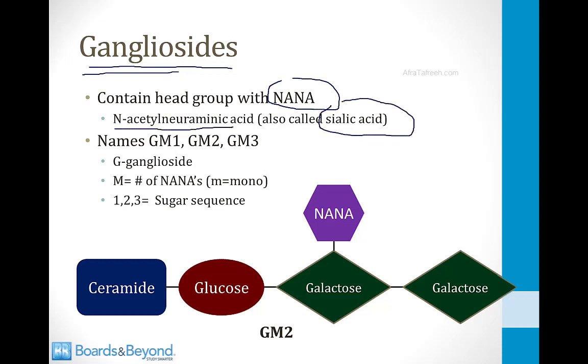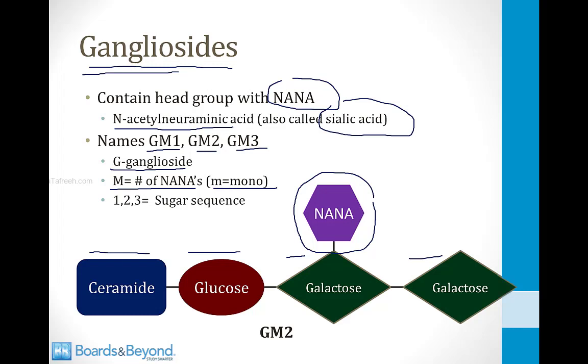If you look at the structure on the screen here, you can see that there's a ceramide molecule connected to glucose, galactose, and galactose as we have seen before. But what makes this a ganglioside is the fact that a NANA molecule is connected to one of the sugar moieties. The names of gangliosides go by names like GM1 and GM2 and GM3, and this is a naming system for these molecules. The G stands for ganglioside, the M stands for the number of NANA molecules. Most of them are GM, and the M means mono, meaning only one NANA molecule present. And then 1, 2, and 3 refers to the sugar sequence.